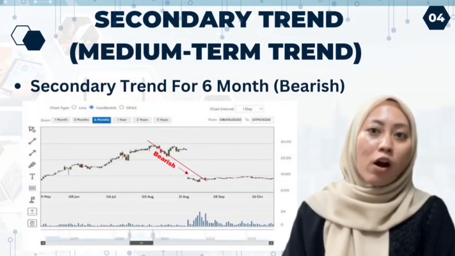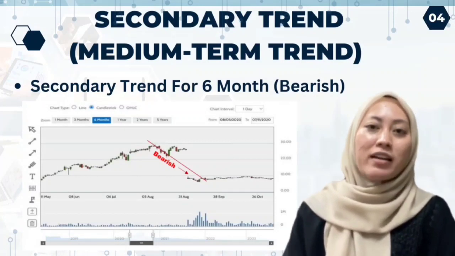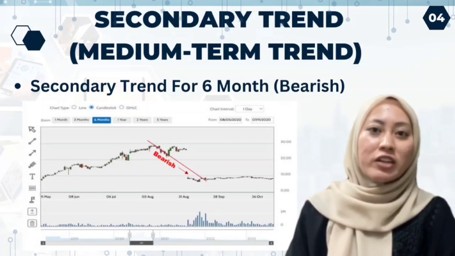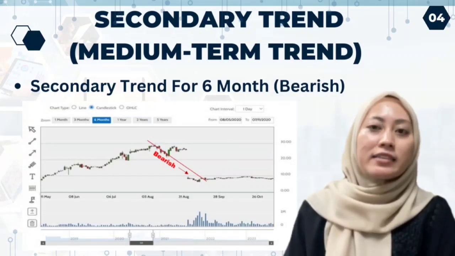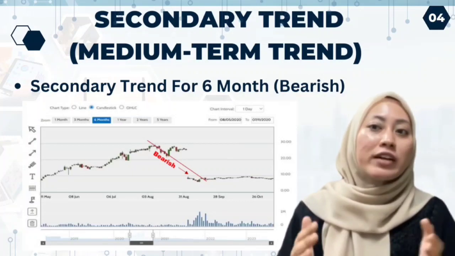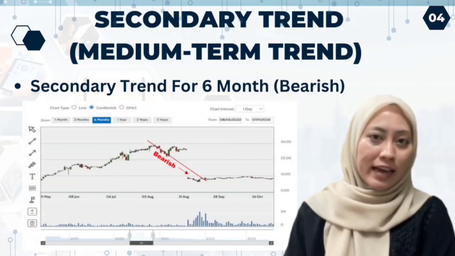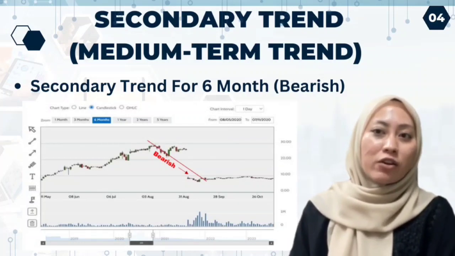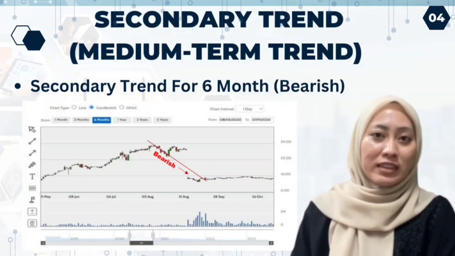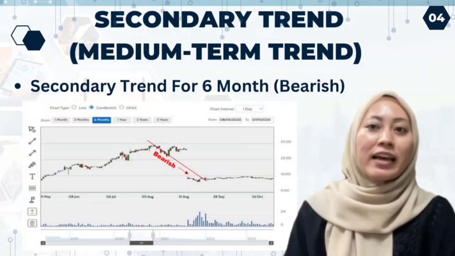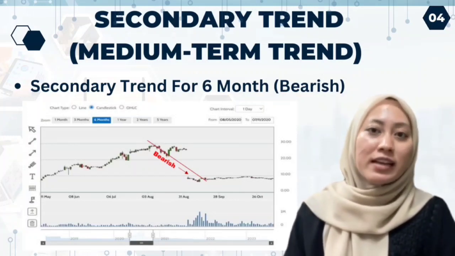Then this is the part of the secondary trend, which is the medium-term trend, for bearish 6 months. According to the candlestick chart for Top Glove over 6 months, specifically from 6 August until 9 October 2020, during this time the chart showed a bearish pattern that indicates a potential market decline. The stock price decreased from RM28.40 to RM0.75. This decline can be attributed to the lower than expected utilization of masks and gloves toward the end of 2020.